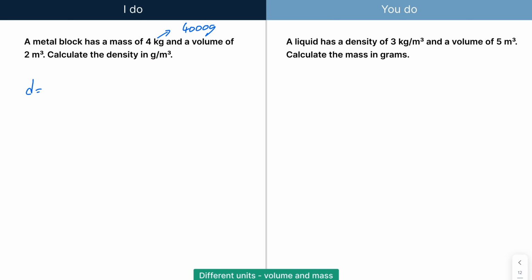So now, as usual, we do density is mass over volume. And then we get a mass of 4,000 grams. We get a volume of 2. And that just becomes 2,000 grams per meter cubed.